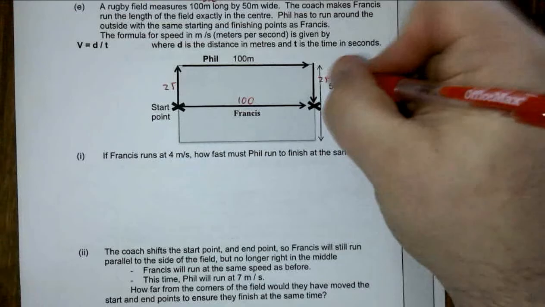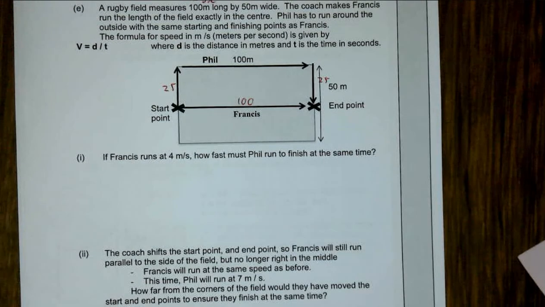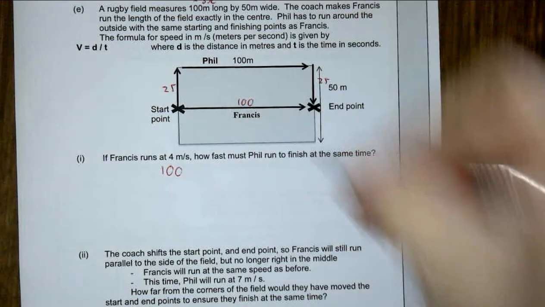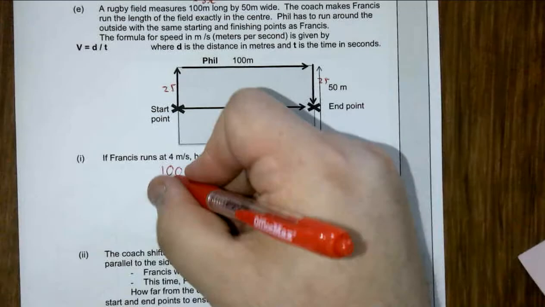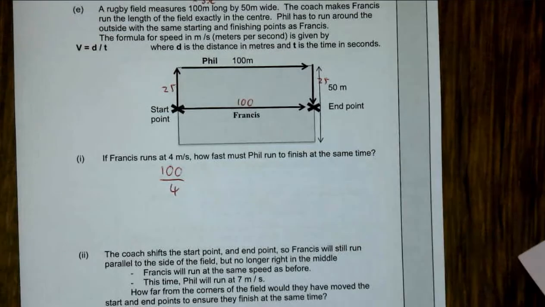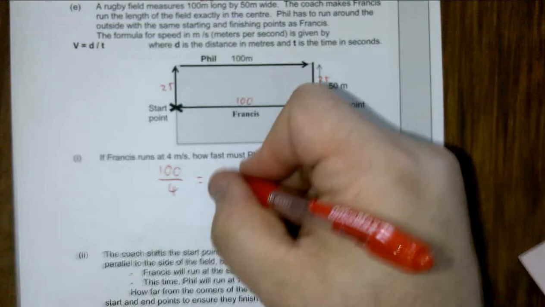So how far does Philip have to run? Or Phil? 150. How can the person run 4 meters a second? So, okay, if a person runs 100 meters at 4 meters per second, it's got to take him 25 seconds.